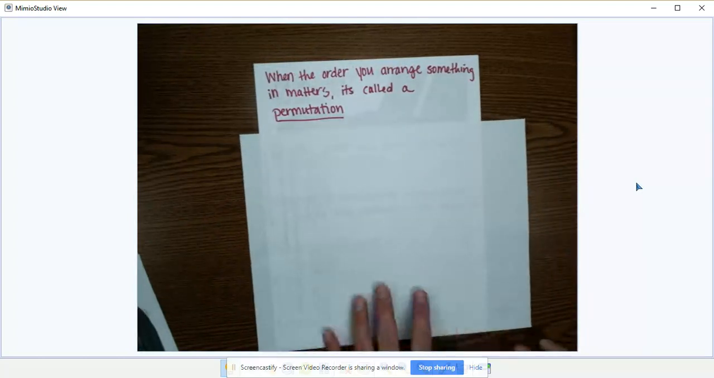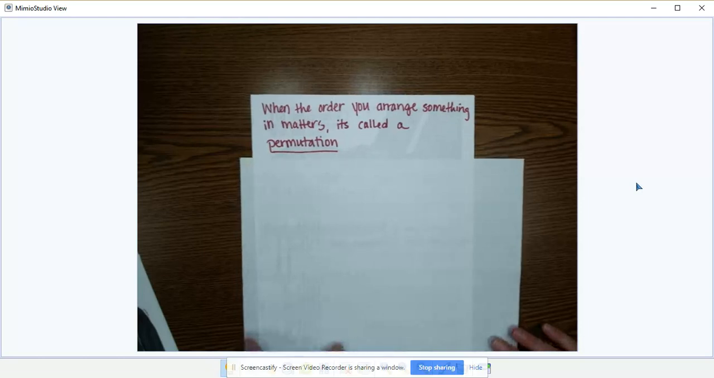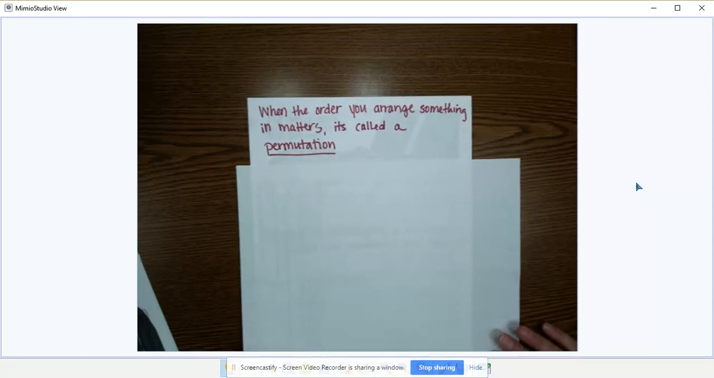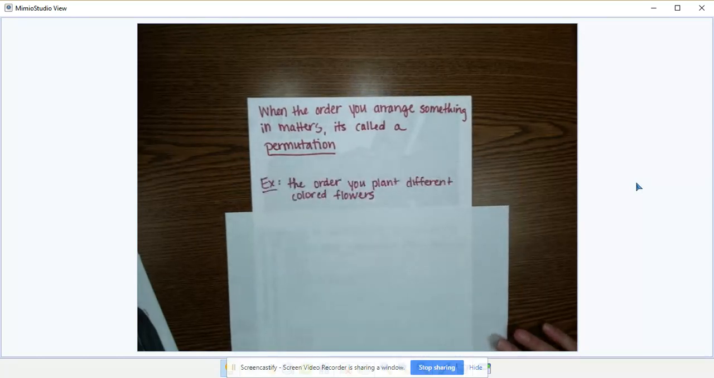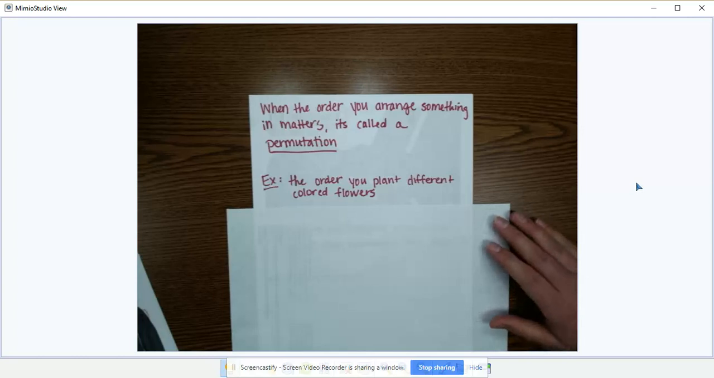Okay, when the order that we choose something or arrange something matters, we call that a permutation. For example, if we were planting a flower garden and the order that we planted our flowers mattered based off of color, so a red, white, and pink flower is different than a white, pink, and red flower, the order that we planted matters. So that would be what we call a permutation.